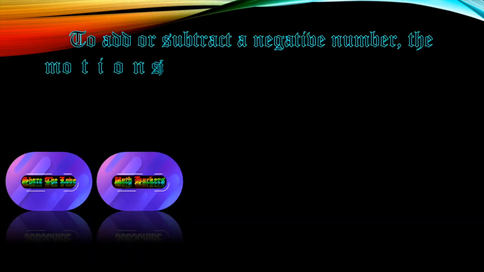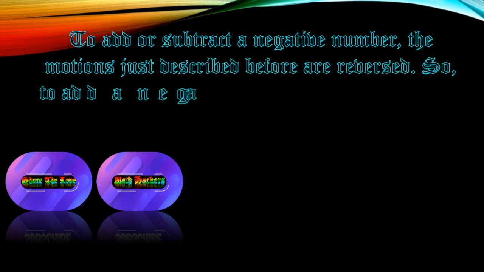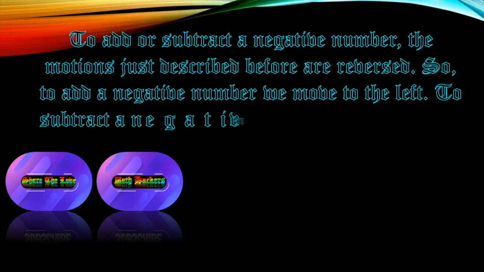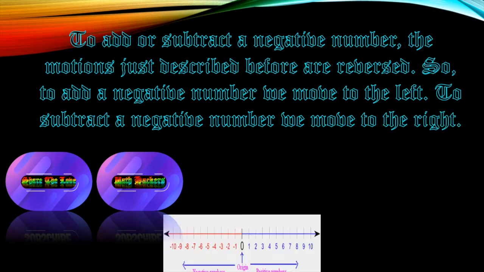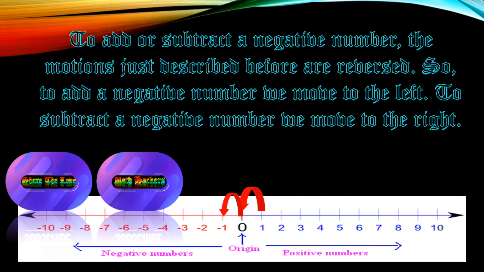To add or subtract a negative number, the motions just described before are reversed. So, to add a negative number, we move to the left. To subtract a negative number, we move to the right. Mirroring: whatever we learned earlier is going to be reversed, as in to subtract a negative number, we move to the right. As in, 5 minus negative 3 equals 5 plus 3, which is 8.